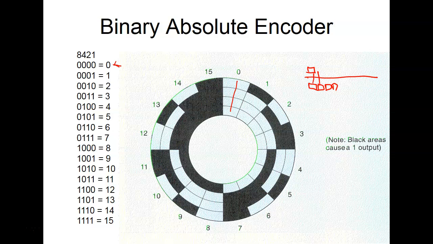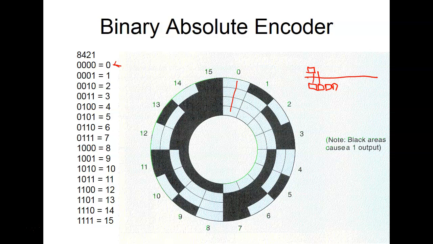So the maximum count would be what we talked about before. I'd take the number of bits, 2 to the 4th, which would be 16, and then we do away with 0. So we subtract 1, so the maximum number I would have would be 15. Now what's nice about an absolute encoder is that if I stop my system and turn power off, and I come back the next day and turn power on, the absolute encoder is still going to show me where this device is at.